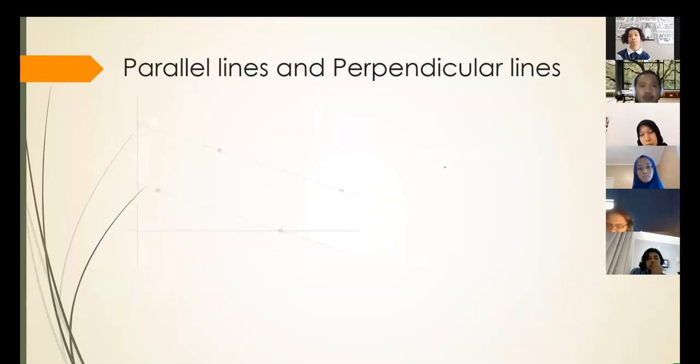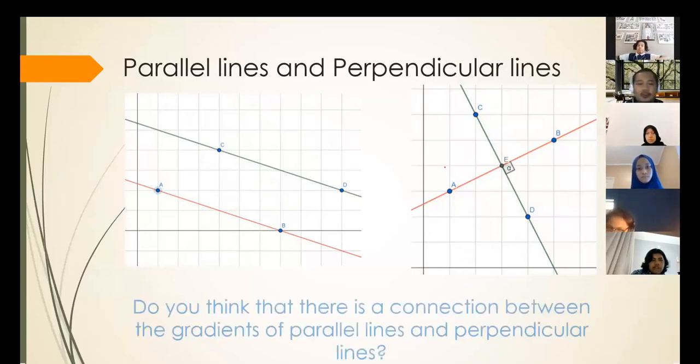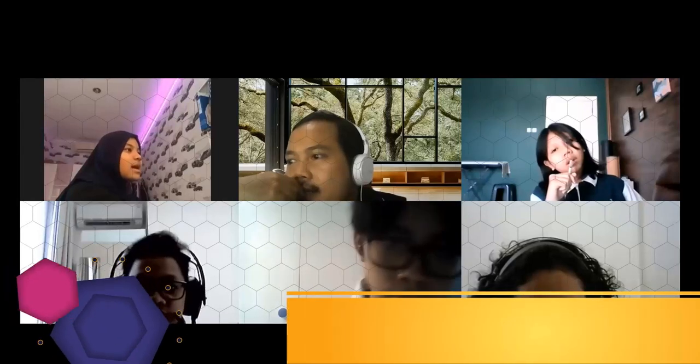So now the question is, because we're talking about straight lines and gradient, we want to know what is the connection between the value of the gradient if they are parallel and if they are perpendicular. Okay, so do you think there is a connection between the values of the gradient? Dina is still counting for the.